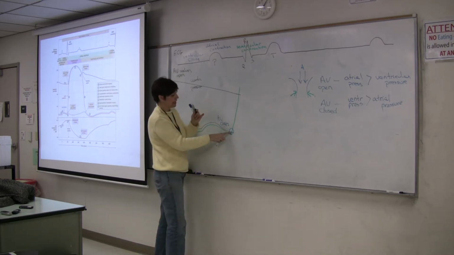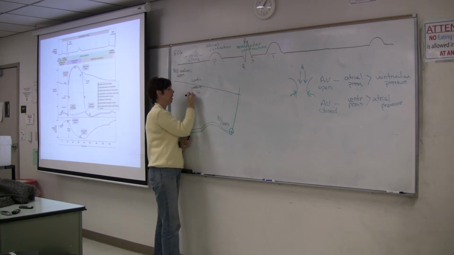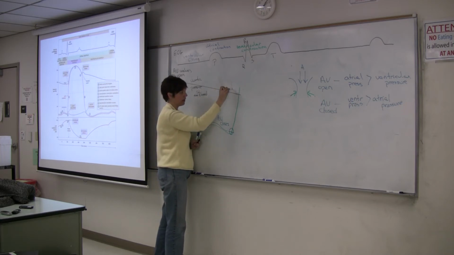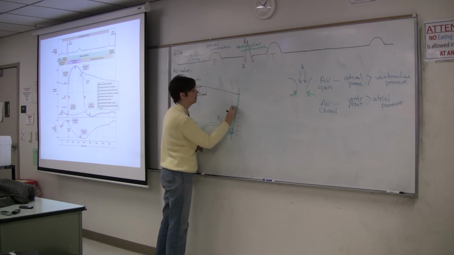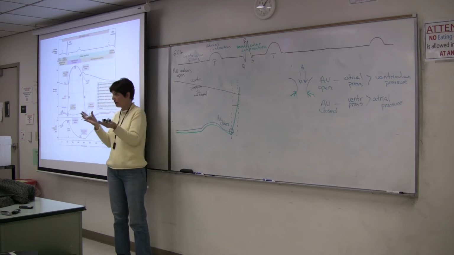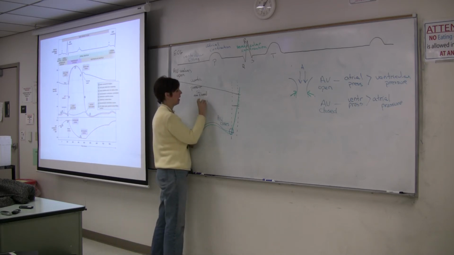So at this point, when the AV valves close, both sets of valves are closed, right? Because the semilunar valves are already closed. Now my AV valves are closed. So as soon as my AV valves are closed, and before my semilunar valves open, during that short period of time, I am in an isovolumetric state. Remember, all 4 valves are closed, no blood is coming in, no blood is leaving. So during that short period of time, I am in isovolumetric contraction.